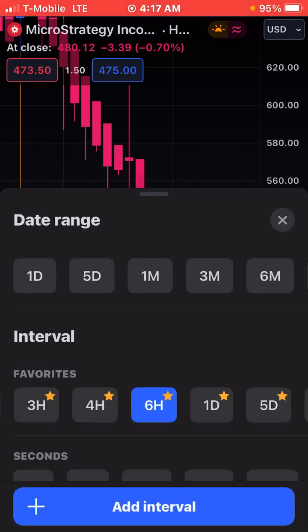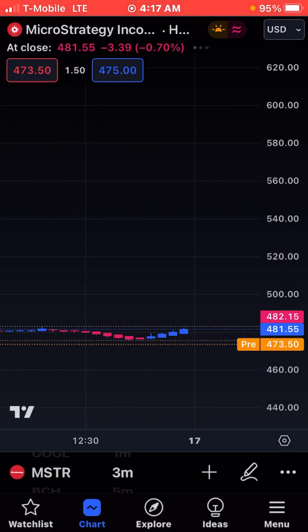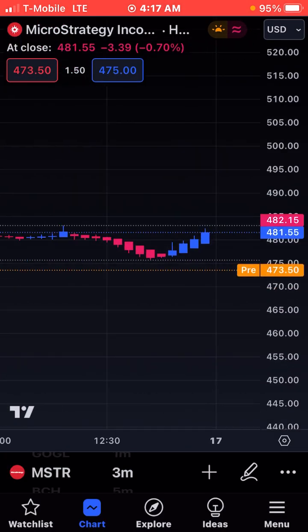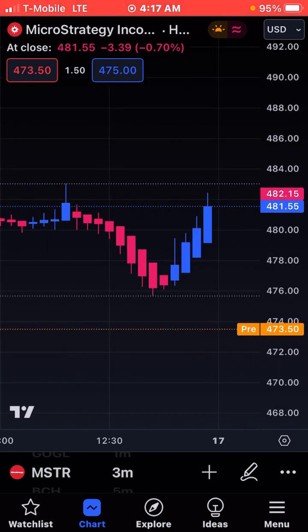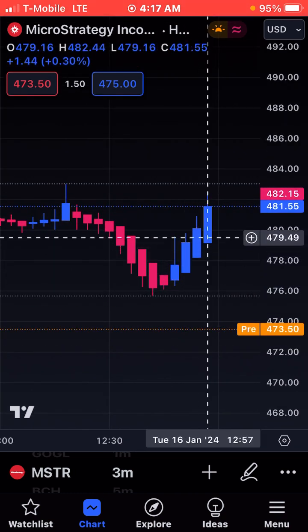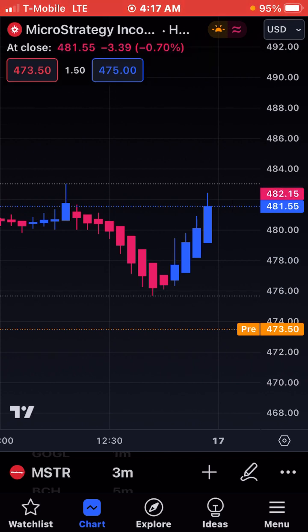So let's go look at the 3 minute here. So this is pretty much the same thing as what we looked at with SPY. We would wait for this to come up. We would wait for the candle to get weak, which it's probably going to. It's probably going to go down because overall it's going down. So you want to wait for it to go up, but then get weak.